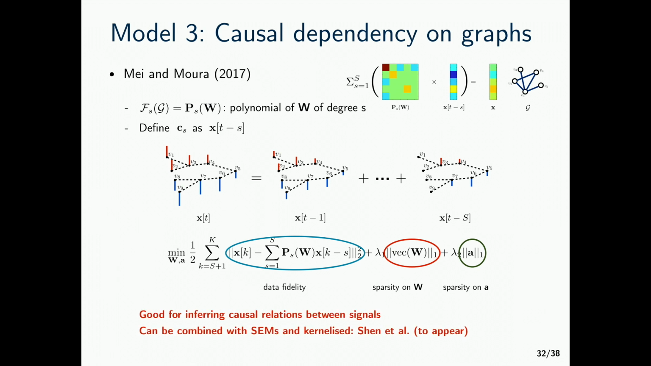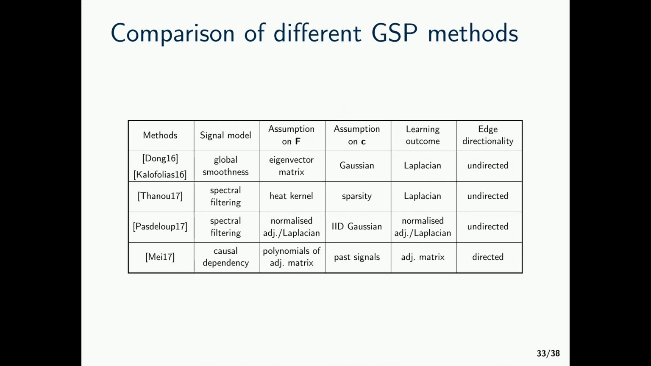Okay, so basically, this is a quick comparison between the approaches that I talked about. The only thing that I want to mention is that you see that given different signal models, different assumptions on your operator and the coefficients, you will basically arrive at different approaches, which can give us the graph operator or matrix that we are interested in.